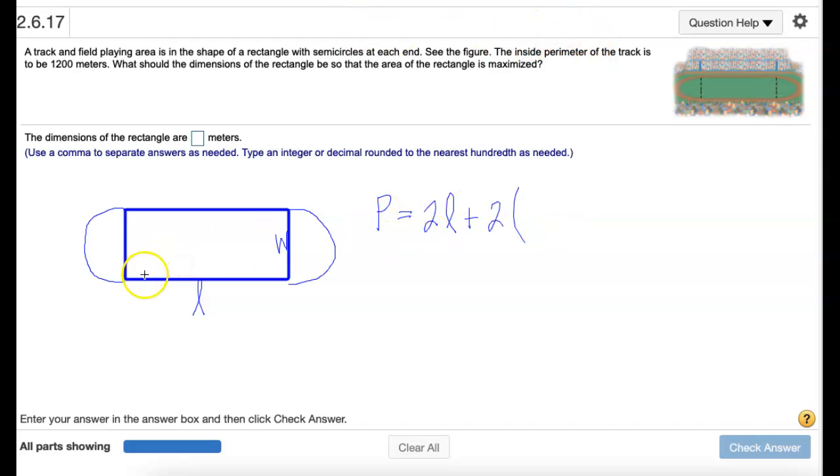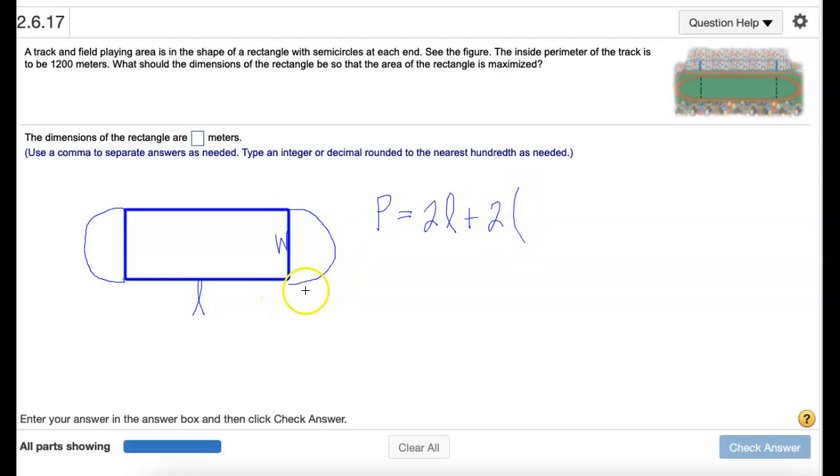I've started that process here for perimeter. We obviously know we need these two segments for perimeter. L and L is going to give us 2L. And then we're going to need to find this distance around these circular pieces, or semicircle pieces. And there's going to be two of them, so I already started with 2.